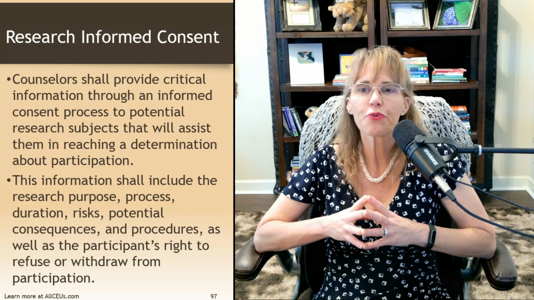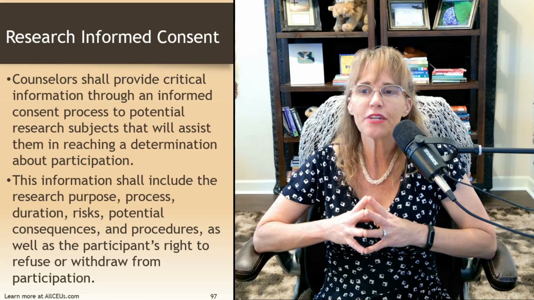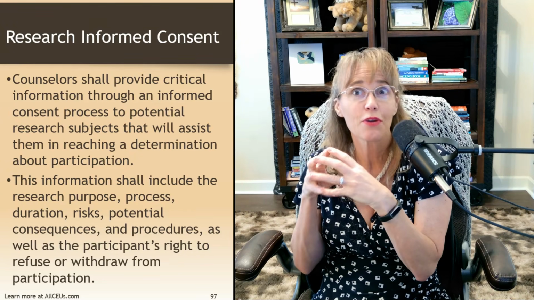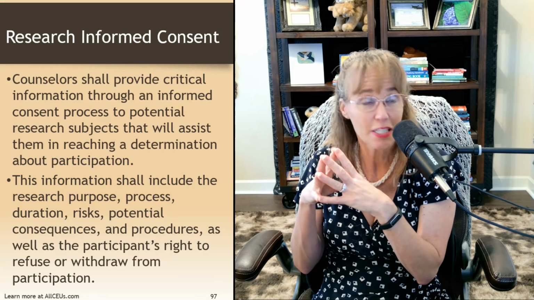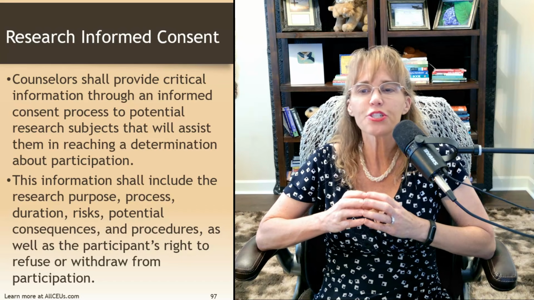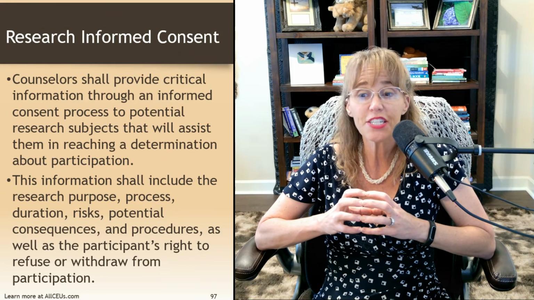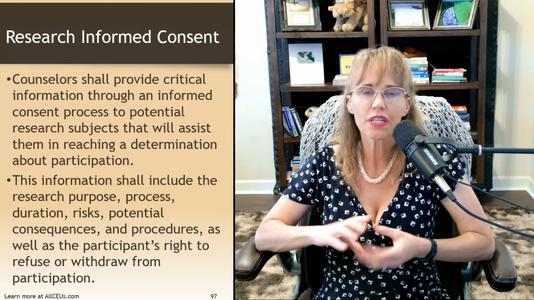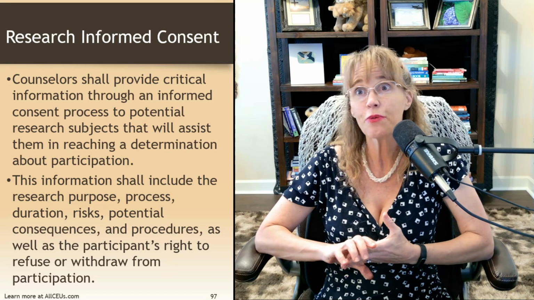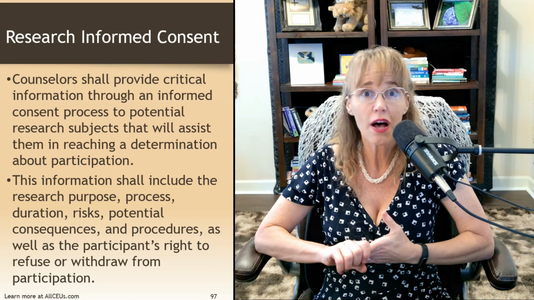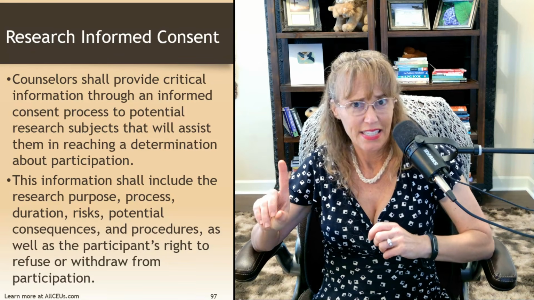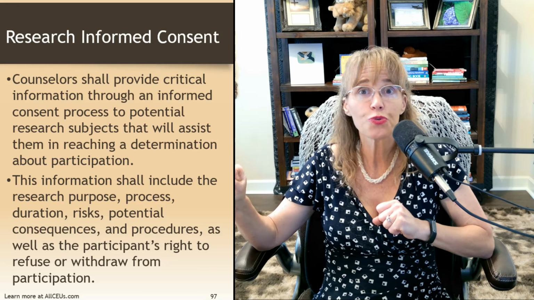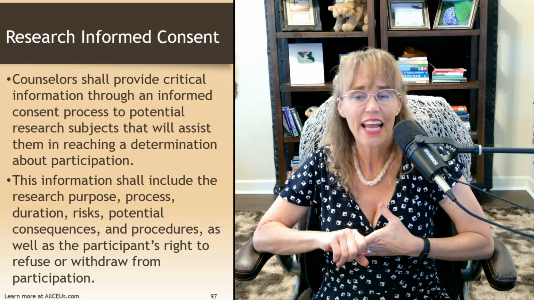Counselors shall provide critical information through an informed consent process to potential research subjects that will assist them in reaching a determination about whether they want to participate. And I want you to start thinking about some of those research experiments that we hear about now, and we think, how in the world did that get past the Institutional Review Board? This information shall include the research purposes, process, duration, risks, potential consequences, and procedures, as well as the participant's right to refuse or withdraw from participation at any time. We need to make sure research participants sign that informed consent, and we need to make sure that they actually are able to withdraw at any time. And if there's any chance that they may have some ill effects or be triggered in some way, we need to make sure that we have resources for them to mitigate any distress they may experience.